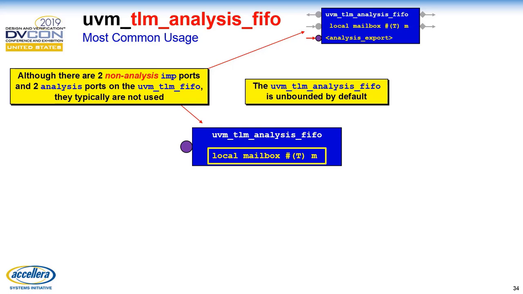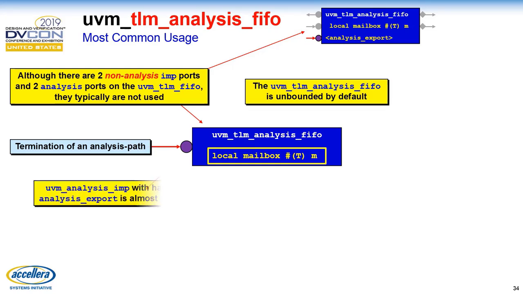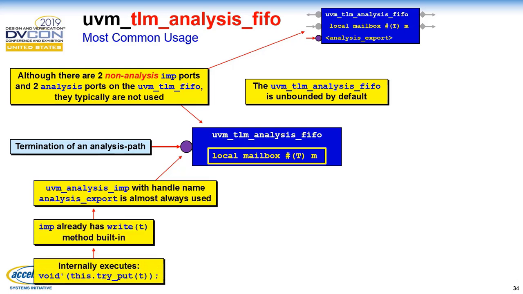You don't have to say 0 for the TLM analysis FIFOs. They are already unbounded for you. And so it terminates an analysis path for you, which is very convenient. It has an analysis implementation handle that is, again, unfortunately called analysis export, but that's the handle on the TLM analysis FIFO. And the implementation has the write method already built in. When the write method is called, it does this.try_put with a void cast, so it does the pushing of the transaction into the mailbox for you.